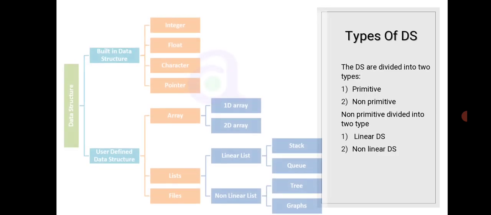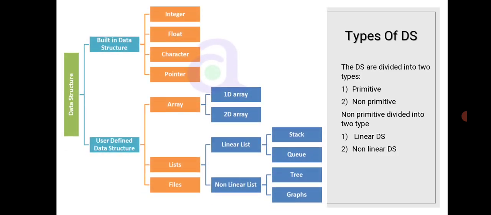Here you can see in this figure data structure, built-in data structure, and user-defined data structure. Integer, float, character, pointer are built-in data structures. Arrays, lists, files, etc. are all user-defined data structures. In array, you will have one-dimensional array, two-dimensional array, and so on. Whereas in the lists, there are linear lists and non-linear lists. The stack and queue belong to the linear list, and the non-linear lists are tree and graph. We'll look into it in the later part of this session.